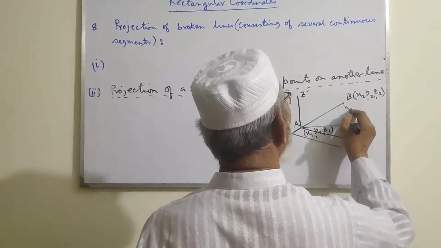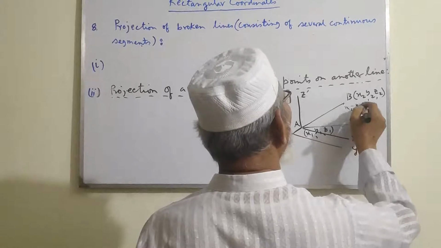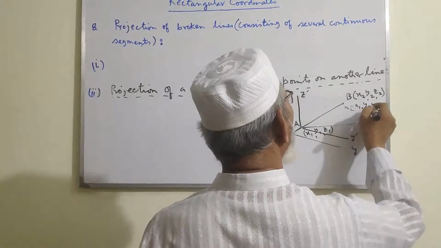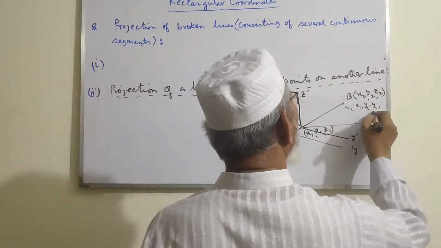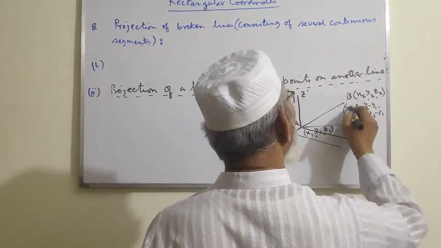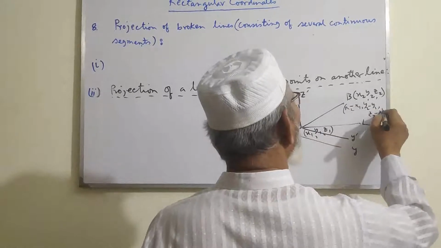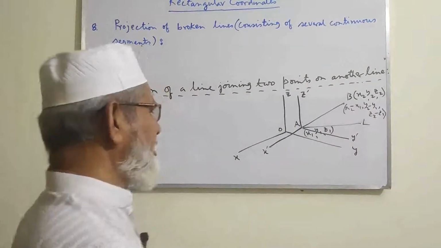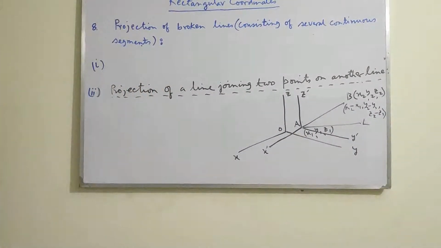Shifting the origin from the point O to the point A, x1, y1, z1, the new axes Ax', Ay', Az' are new axes, so that x1, y1, z1 is 0 in that case. So with respect to the new axes, the coordinates of B become x2 minus x1, y2 minus y1 and z2 minus z1. These are the coordinates of B with respect to the new axes.